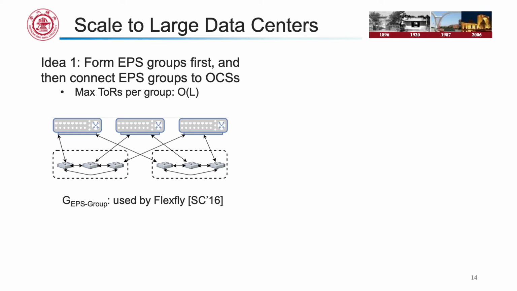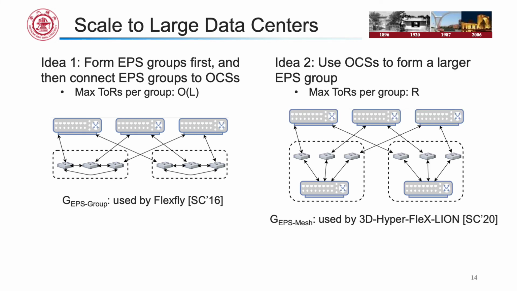We can enlarge the group size if we use OCSs to interconnect different TOR switches in the same EPS group. See the red figure. In this case, the maximum number of TOR switches becomes R, which is typically 10 times larger than L.